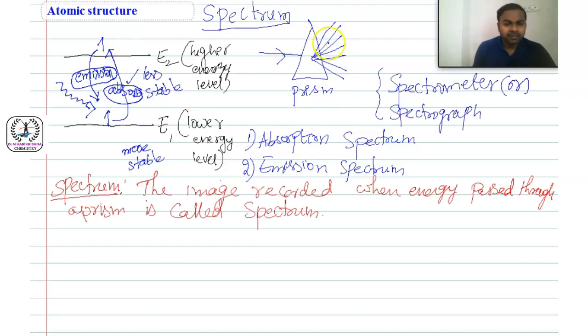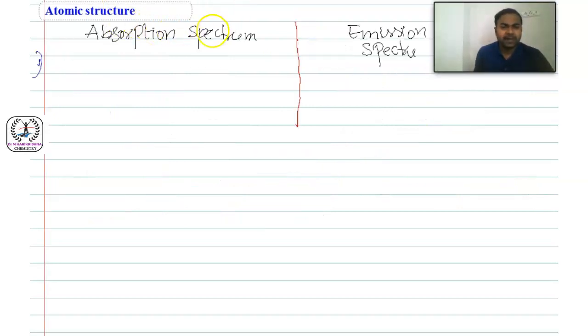Emission spectrum. The definition of a spectrum is the image recorded when energy is passed through a prism. As I already showed in the diagram, when white light is passed through a prism, it divides into 7 colors. That is VIBGYOR. This is nothing but a spectrum. To measure the spectrum, we use an instrument called a spectrometer or spectrograph. So, the difference between absorption spectrum and emission spectrum.